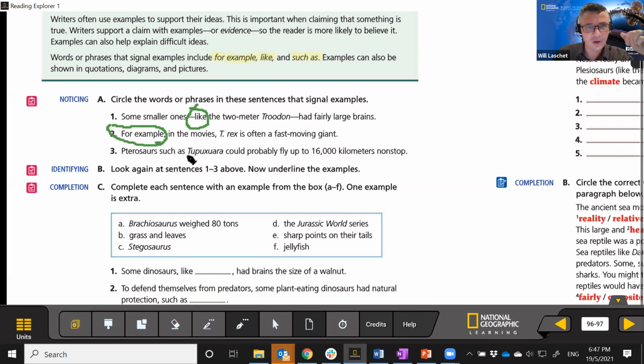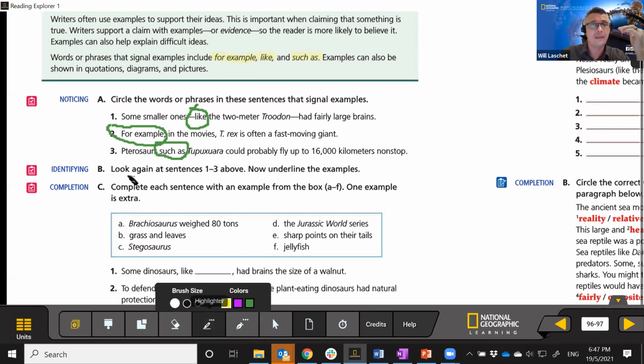So here, you get our students to do this, so they're identifying the signal language. What we're trying to show them is that when they read these words, they should understand that what comes next is going to be explaining the point that has just been made. So the next thing we want to do, this is question B, is underline, or I'm going to highlight, the example itself. So this is the signal word. Now we're going to underline the example.